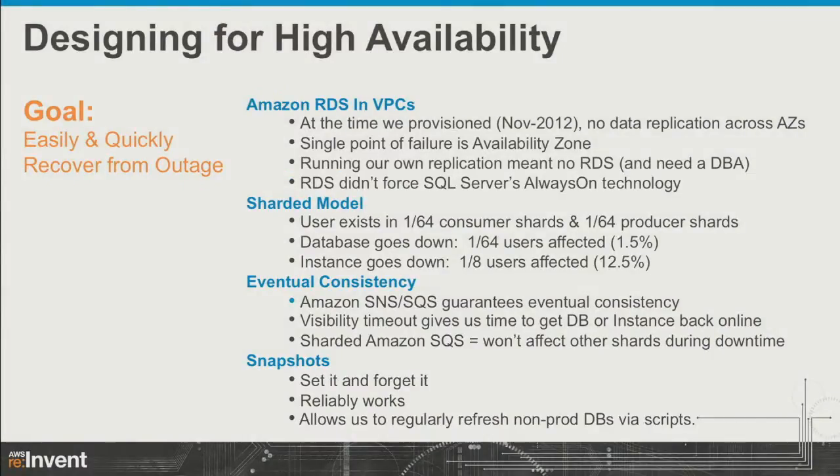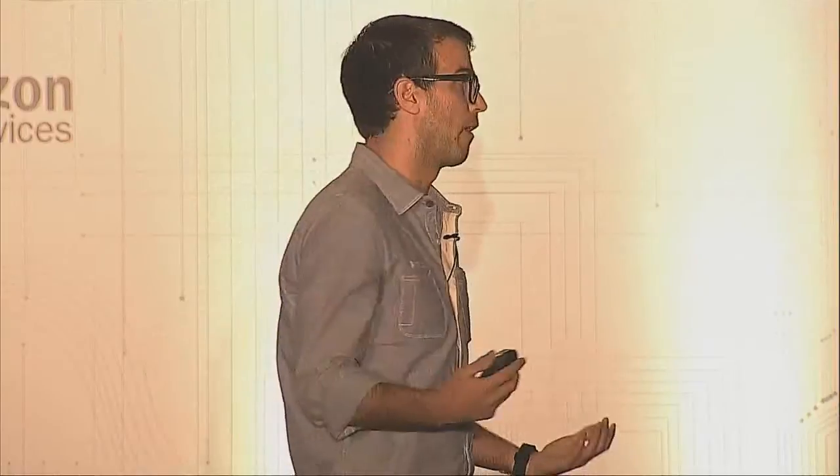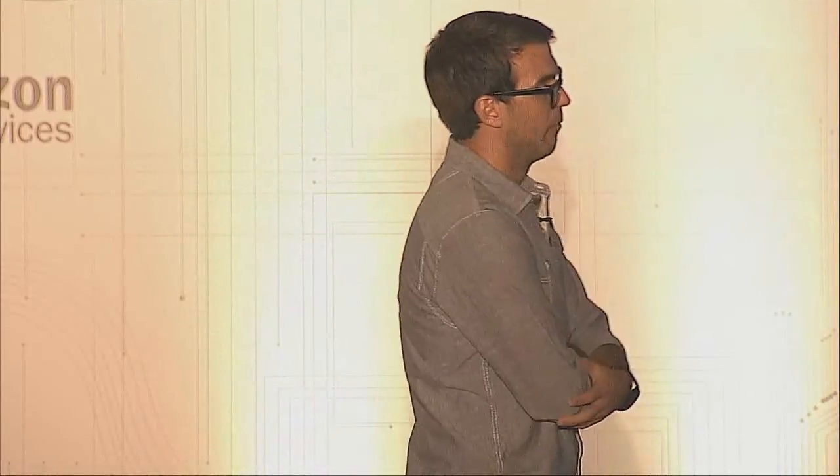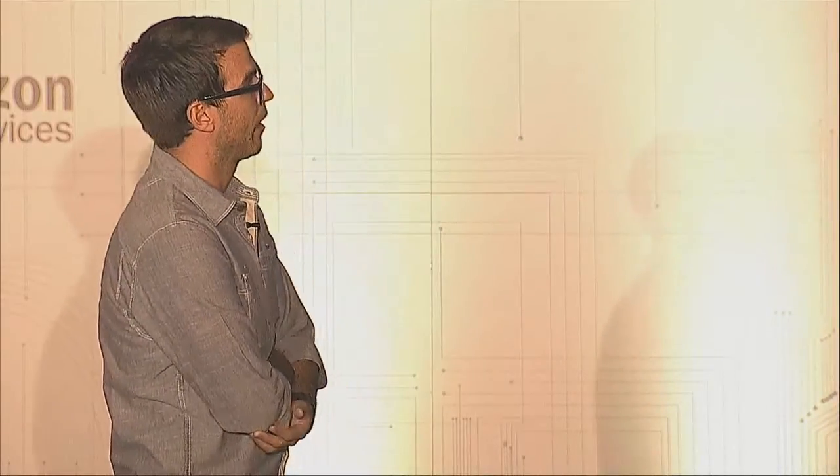So how do we design for high availability? We didn't design for fault tolerance, so we can afford a downtime. We can queue messages. We'll guarantee that they'll get there eventually. So we designed for high availability. With Amazon RDS and VPCs, at the time that we provisioned, there were no multi-AZ placement groups available, so you have to provision that SQL Server in one particular availability zone. So you do have a single point of failure. Just be aware of that when you are designing to run your SQL Server in RDS.